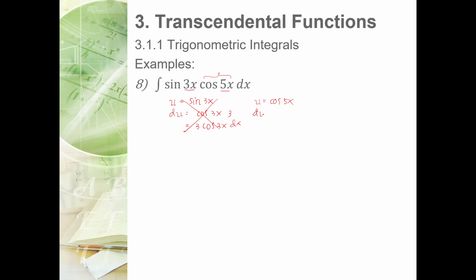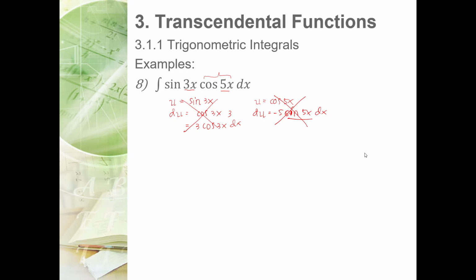what will happen is the derivative is negative 5 sine of 5x dx. So again, we have a sine function, but the angle is 3. Here in our derivative, it's sine 5x. So again, we cannot use the u sub technique.